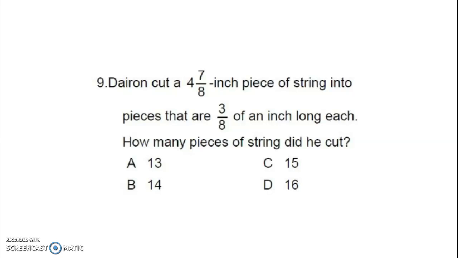Number 9. Darren cut a 4 7/8 inch piece of string into pieces that are 3/8 of an inch long each. How many pieces of string did he cut? A. 13. B. 14. C. 15. D. 16.